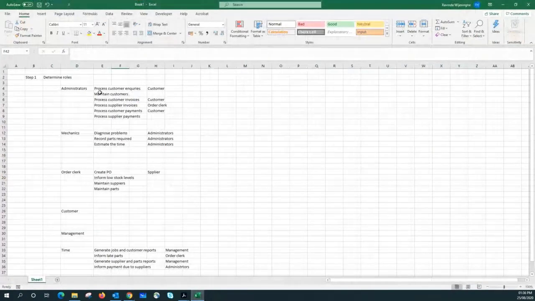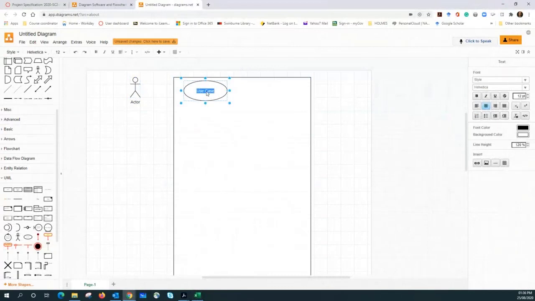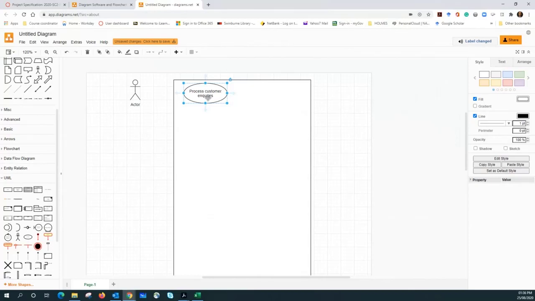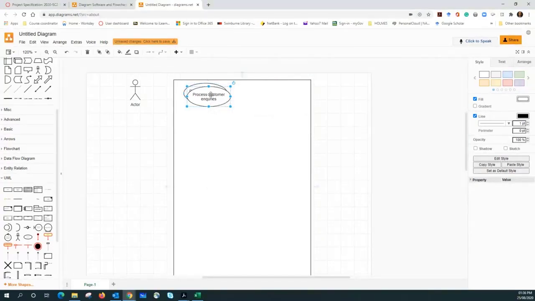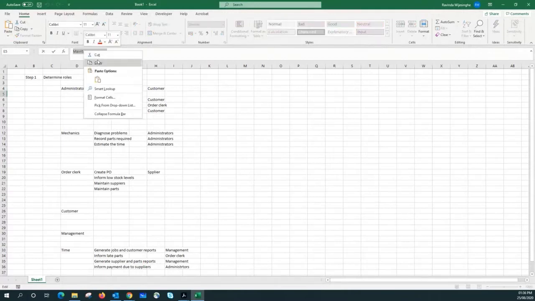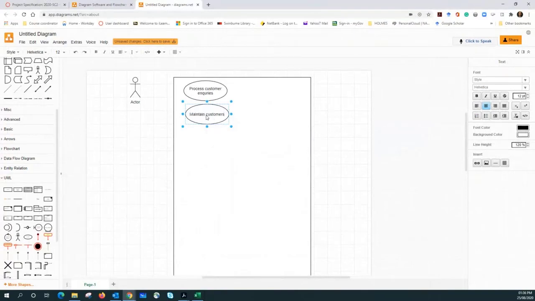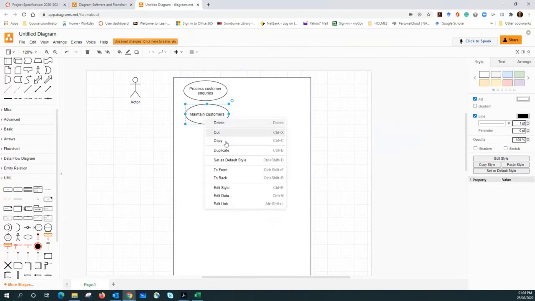Now let's actually create the use cases. The first one is process customer inquiries. So what I can do is copy and paste this one, isn't it? So process customer inquiries. Likewise, I can just duplicate. The second one is maintaining the customers. Okay, let me duplicate.